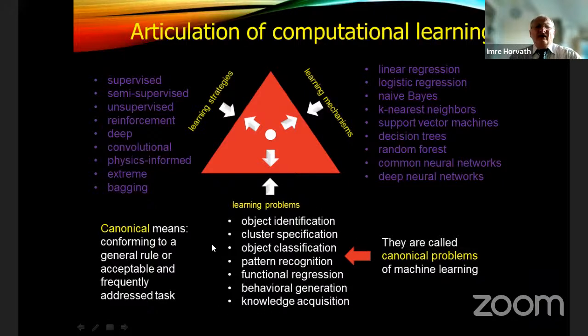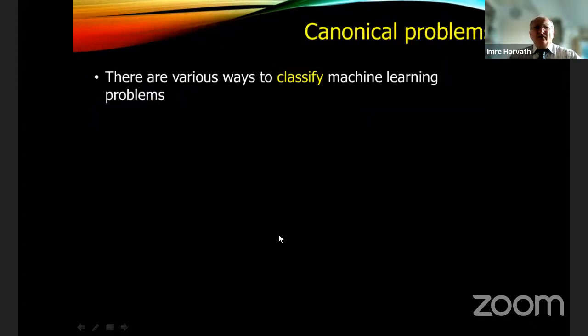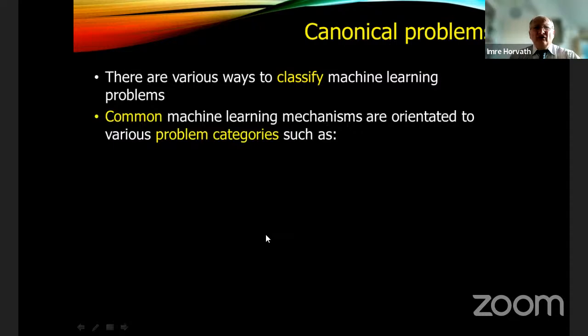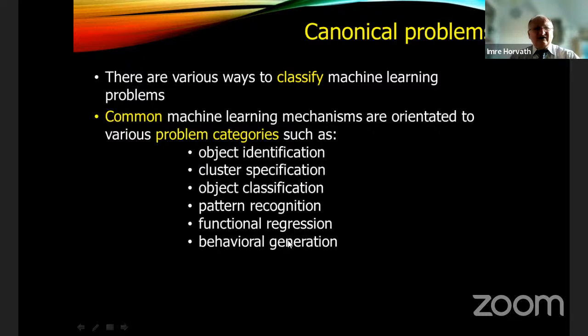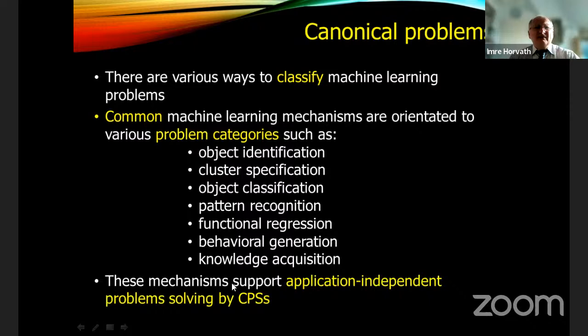So these often happen in the context of cyber-physical system application, and then the cyber-physical system development should consider these learning problems. So in general, we can say that the canonical problems are addressing one or other way of classifying machine learning problems. Common machine learning mechanisms are orientated to various problem categories, and these are the categories now in full size, what we are talking about.